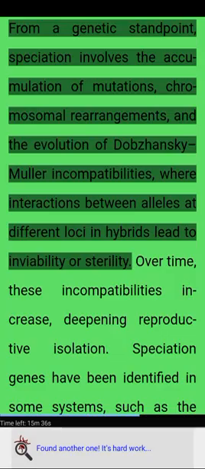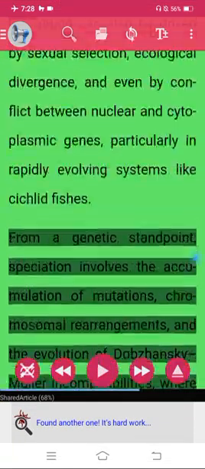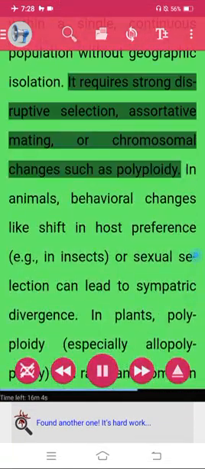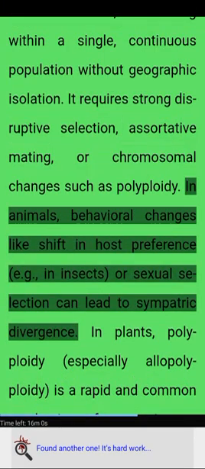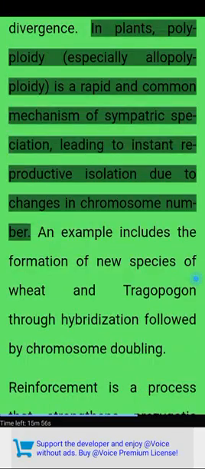It requires strong disruptive selection, assortative mating, or chromosomal changes such as polyploidy. In animals, behavioral changes like shift in host preference, e.g., in insects, or sexual selection can lead to sympatric divergence. In plants, polyploidy, especially allopolyploidy, is a rapid and common mechanism of sympatric speciation, leading to instant reproductive isolation due to changes in chromosome number.